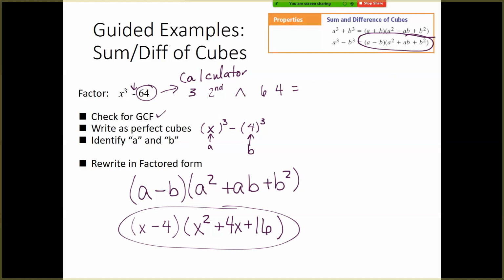I promise this does not factor, x squared plus 4x plus 16. Even though it's quadratic, it's not going to factor for you. There's not two numbers you can multiply to get 16 and add to give you 4.